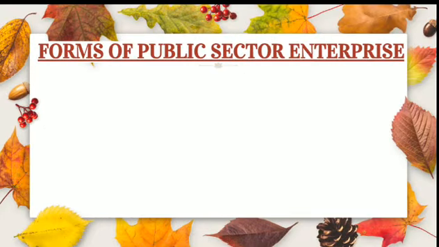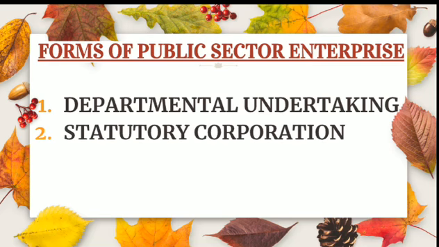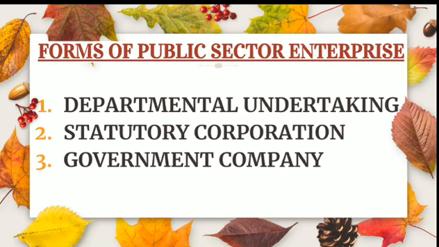So we have these forms of public sector enterprise. Since we have already studied the private sector enterprises in our previous chapter, now we'll study the forms of organization in public sector enterprise. The first one is departmental undertaking, the second one is statutory corporation, and the third one is government company. These are the main three types of public enterprise.